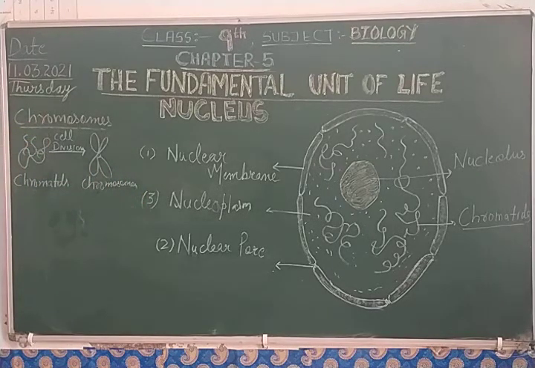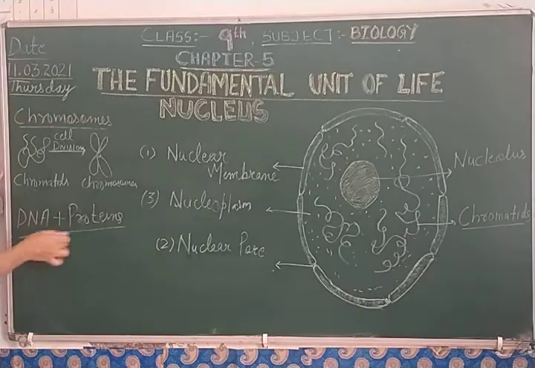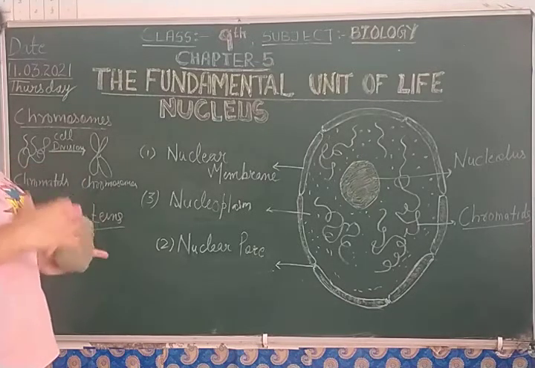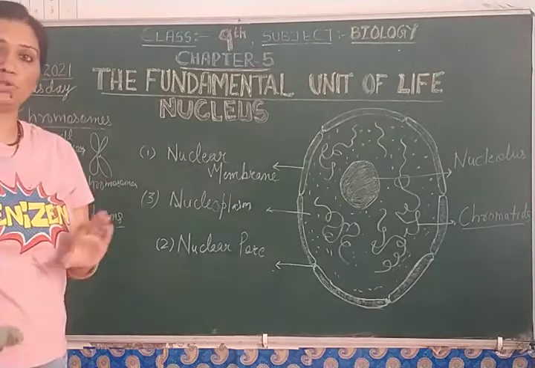Chromosomes are made up of two most important things: DNA and proteins. DNA contains the hereditary units, that is genes, which carry hereditary information from one generation to another. So students, this is regarding the main structure of the nucleus.